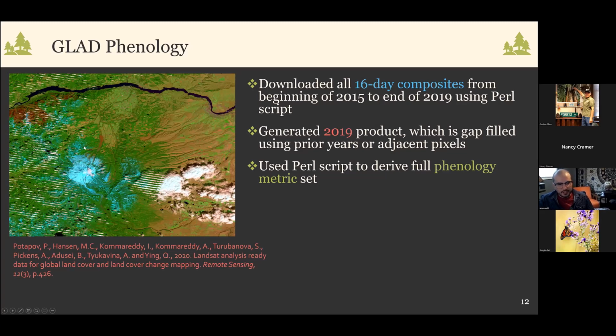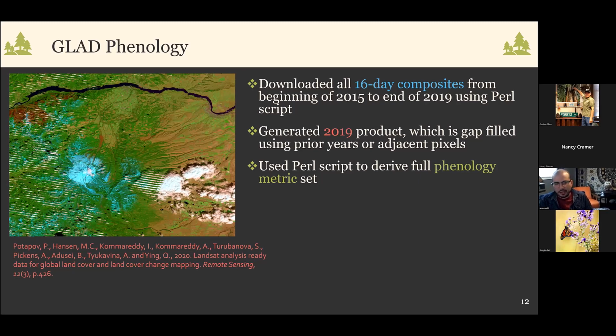You may have some gaps. Here you can see the striping pattern from the scan line corrector error with the ETM Plus on Landsat 7. So they're not perfect scenes, but they take the best data that's available over that 16-day period and aggregate it.